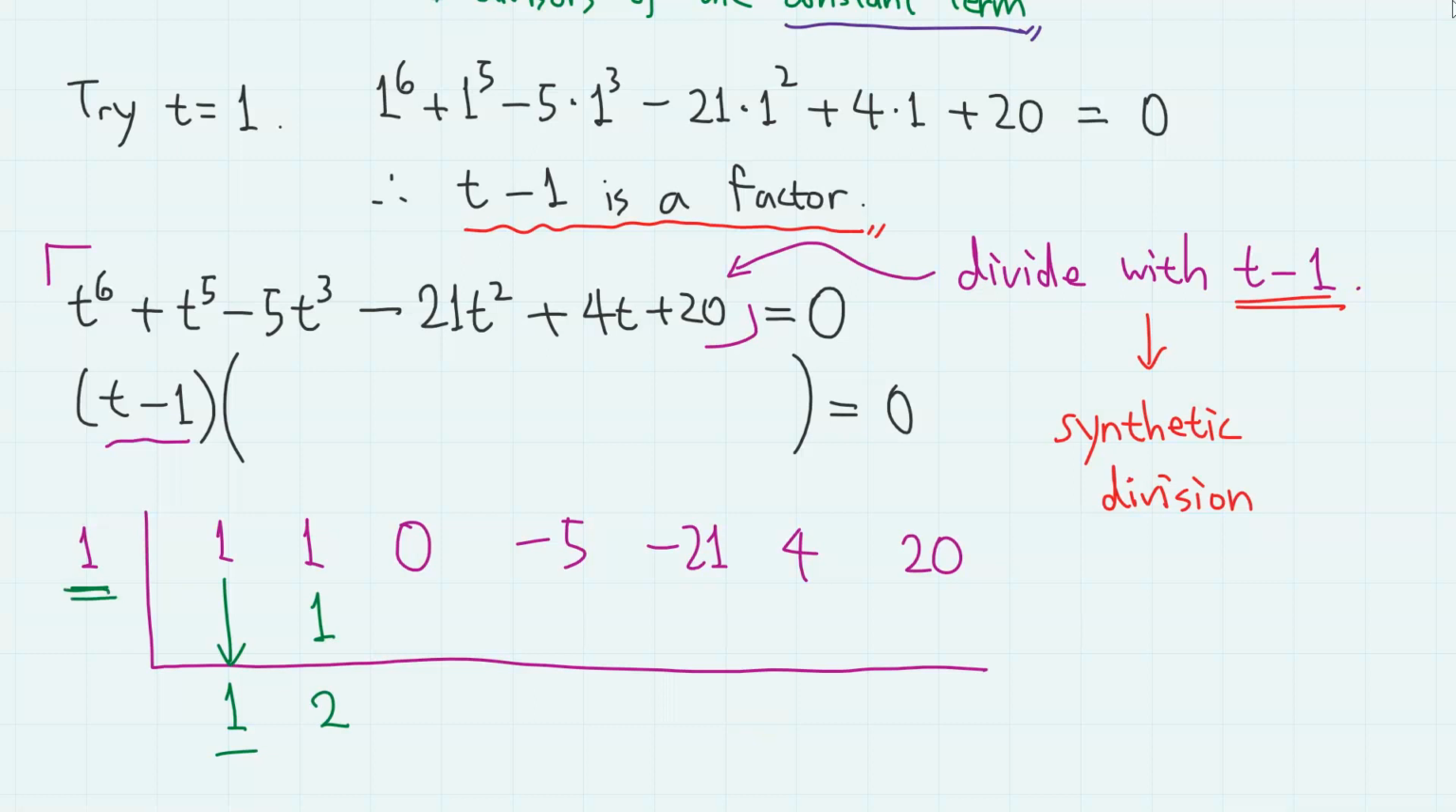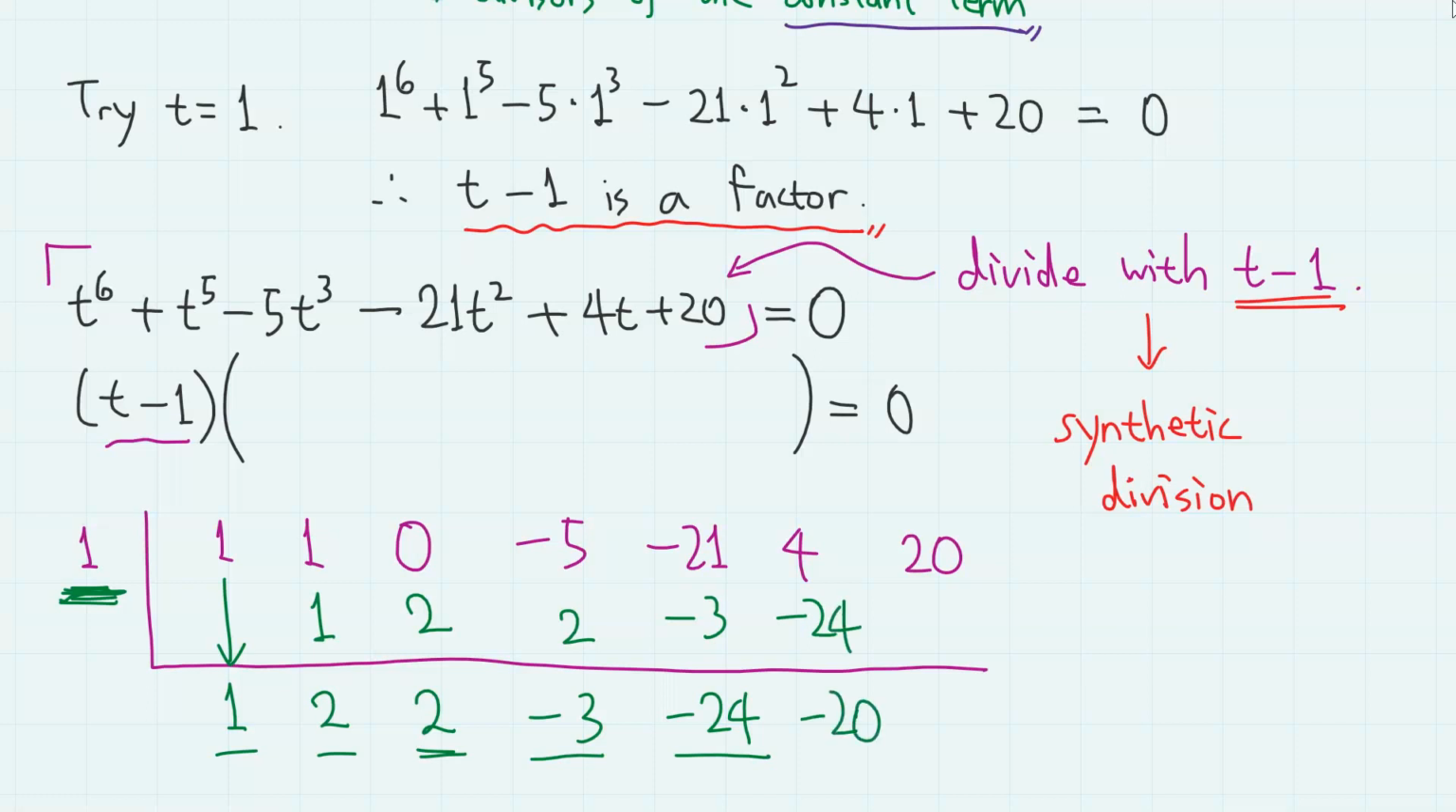Then now 1 times 2, so we have 2, and 0 plus 2 is 2. Now 1 times 2 gives 2, and minus 5 plus 2 gives minus 3. Then 1 times minus 3 gives minus 3, and minus 21 plus minus 3 gives minus 24, and 1 times minus 24 gives minus 24. And if we add 4 and minus 24, we have minus 20, and 1 times minus 20 equals minus 20. And if we add up, we simply have 0, meaning that the remainder is 0.